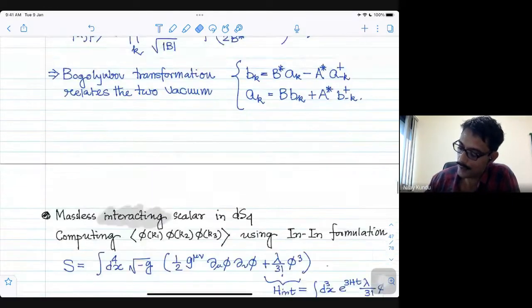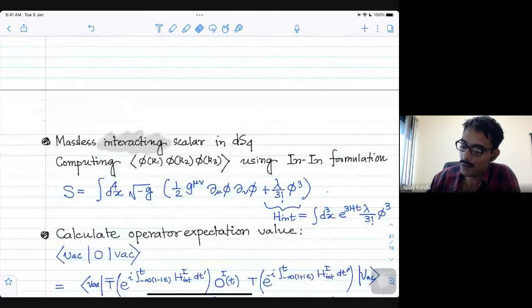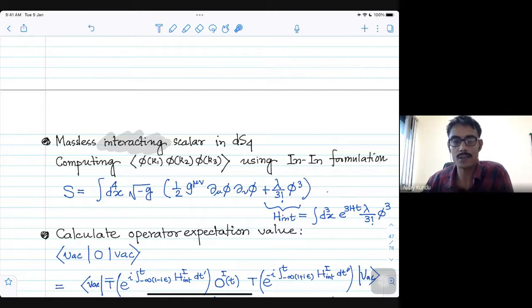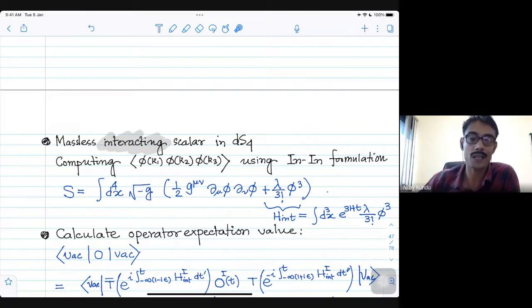Now we can also do something more. We can think about interacting field theories in de Sitter. Let's say I put in a cubic interaction, and then I can exactly compute the 3-point function using the in-in formalism. So here comes the subtlety which someone was asking me about: what will be the difference between the wave function way of doing the Bunch-Davies condition and the alpha vacuum.